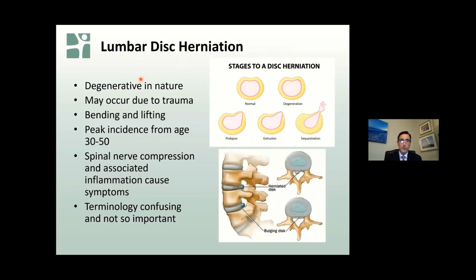So in terms of lumbar disc herniations, they are degenerative in nature. They can occur due to trauma, but commonly people have disc herniations from bending and heavy lifting. The peak incidence is between about age 30 and age 50, so it's a disorder of relatively younger people. The reason it's a problem is because the cartilage that comes out is then squeezing a nerve in the spine, and by direct compression of the spinal nerve, that causes pain and other symptoms.